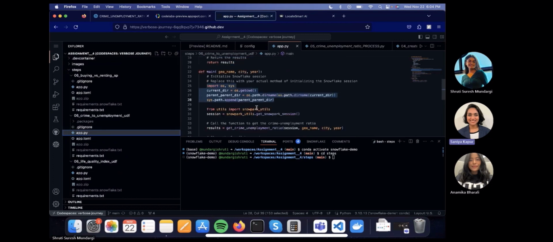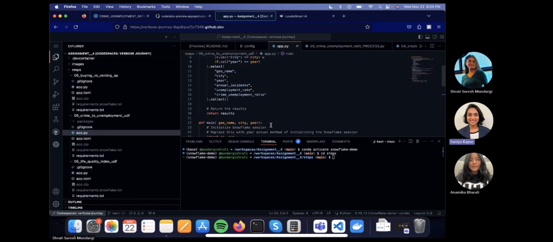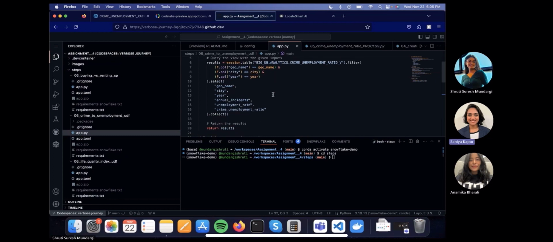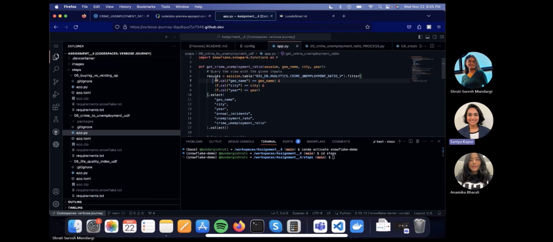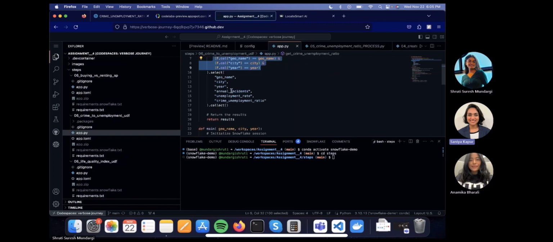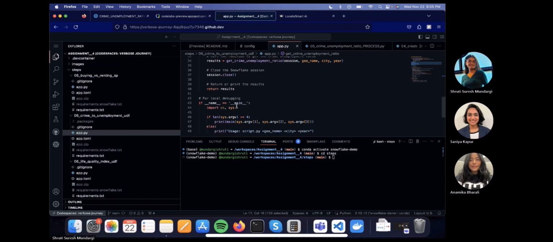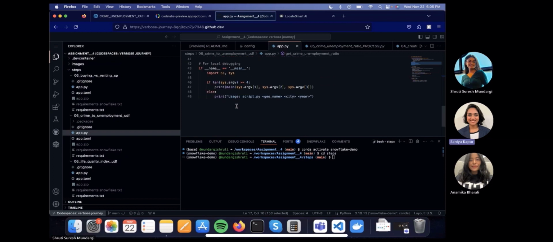So then in our crime unemployment UDF, you can see how you are asked to enter these three particular values, and then you are asked to give the following data. So I think the UDFs will be demoed by Shruti.